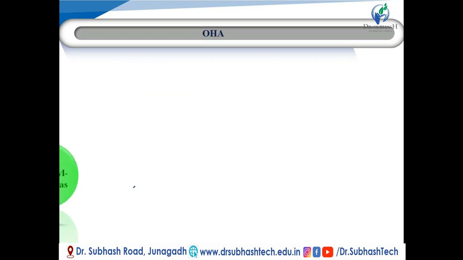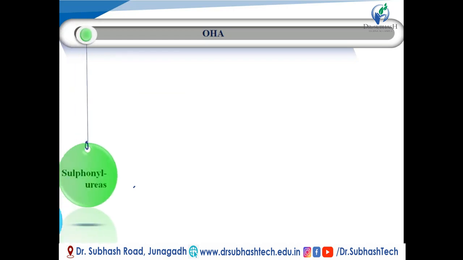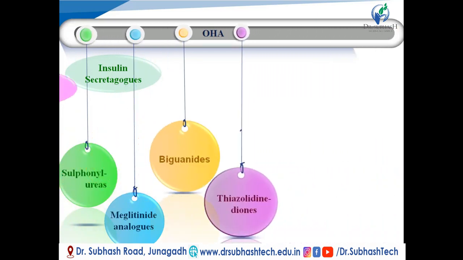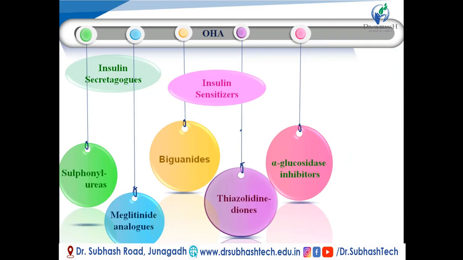In the previous video tutorial, we saw that oral hypoglycemic agents are classified into 6 main classes. Sulphonylurea and Guanidine analogues are the classes of insulin secretagogues, which means they enhance the secretion of insulin. Biguanides and Thiazolidinediones are the classes of insulin sensitizers, meaning they enhance the sensitivity of insulin. The fifth class is alpha glucosidase inhibitors, and the sixth class is DPP4 inhibitors, meaning dipeptidyl peptidase 4 inhibitors.